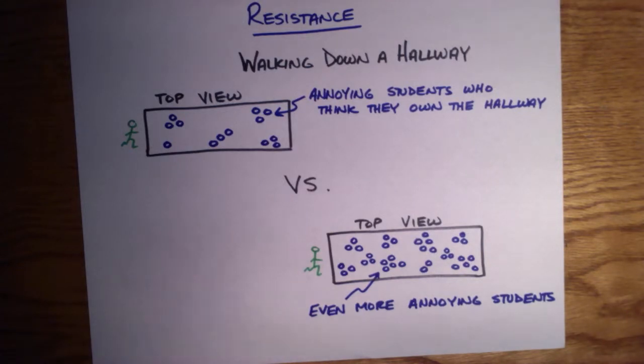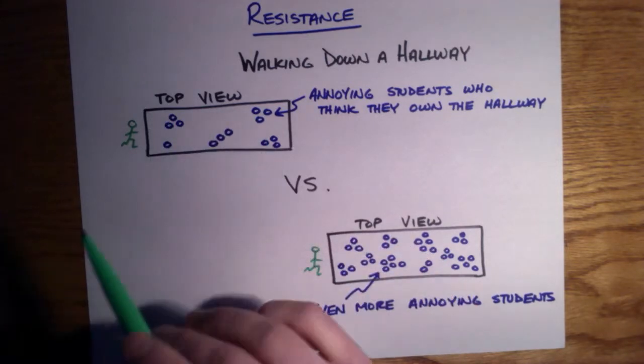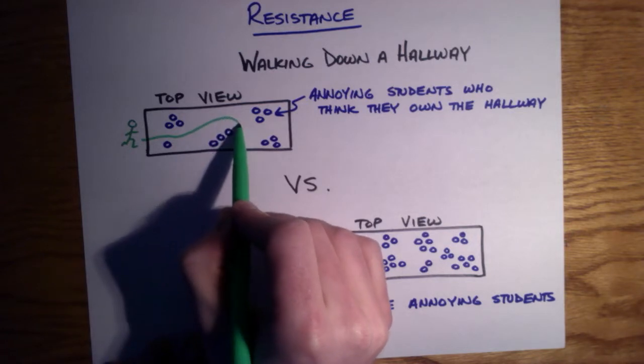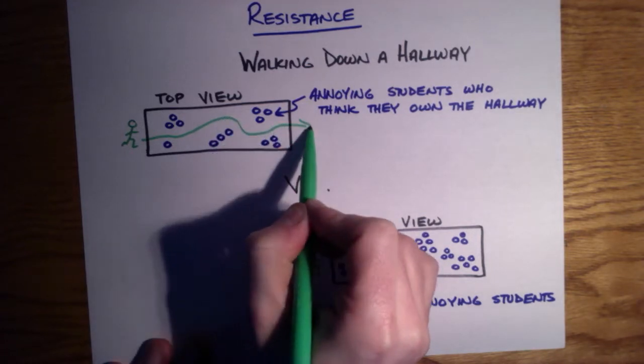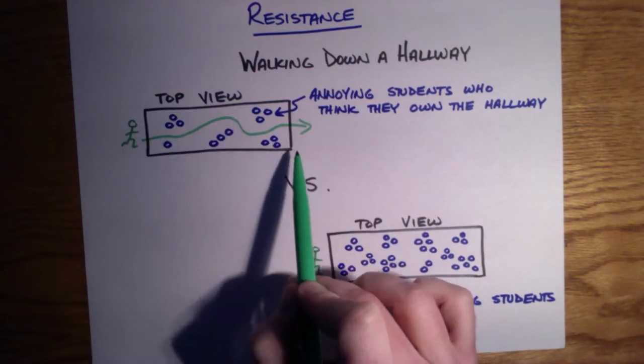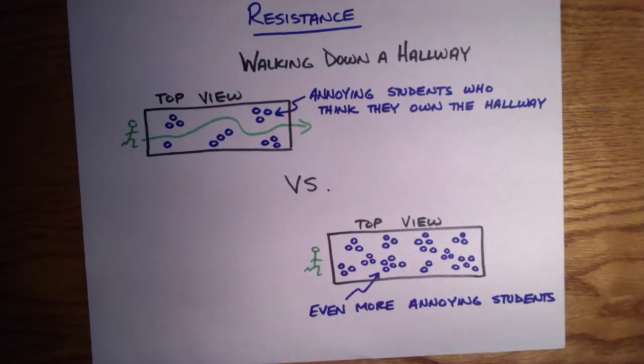As you can see, I'm not bitter about this in any way whatsoever, but essentially you'll notice they form these little pockets. And if you want to get down the hall, they're really annoying, but you kind of can find your way around them. If there's not that many groups, you can still get through. And it doesn't take that much time. There's certainly some resistance to you trying to walk down this hallway, but you can still get through. It's just annoying at the end of the day.